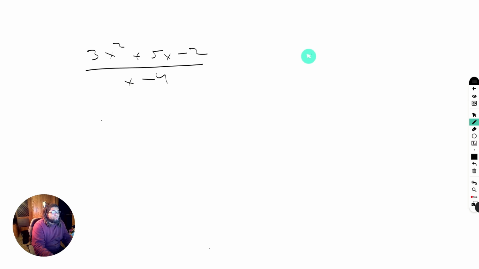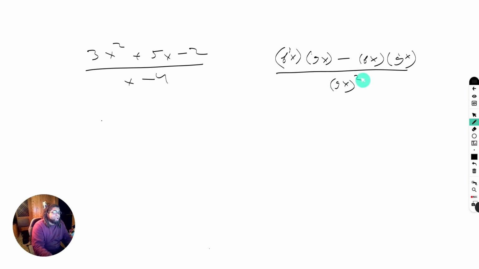So what the quotient rule states is that we would do f prime of x times g of x minus f of x times g prime of x, all over g of x squared. Okay, now that's the quotient rule.